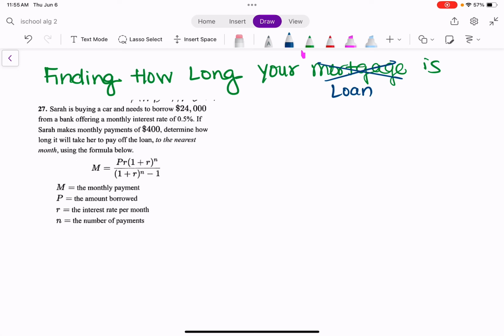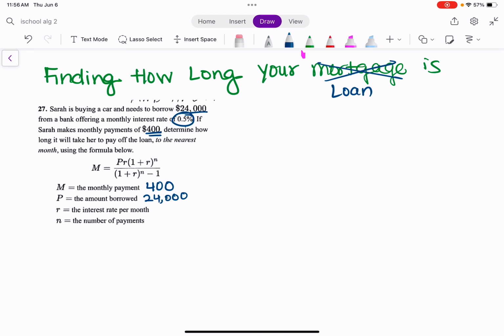Okay, so let's read the scenario. Sarah is buying a car and needs to borrow $24,000 from a bank offering a monthly interest rate of 0.5%. If Sarah makes monthly payments of $400, determine how long it will take her to pay off the loan to the nearest month using the formula below. So her monthly payment is $400, that's how much she can afford. The amount borrowed is $24,000.